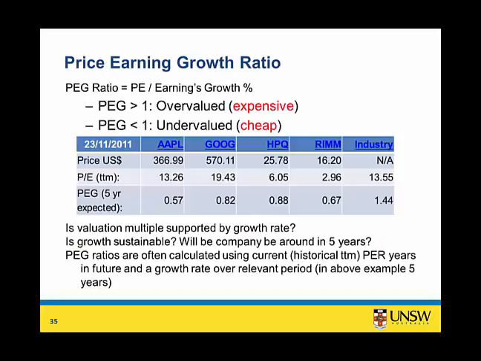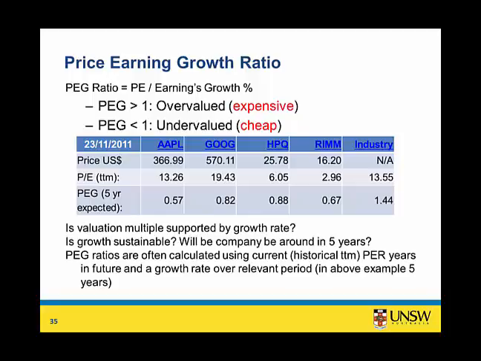So the PEG is price earnings growth. So it's the price earnings ratio of the company divided by the growth in the price earnings. So the PEG ratio is essentially scaled, so we've divided through by the number of shares inside that calculation. So a PEG greater than 1, it's overvalued. Less than 1, it's undervalued.